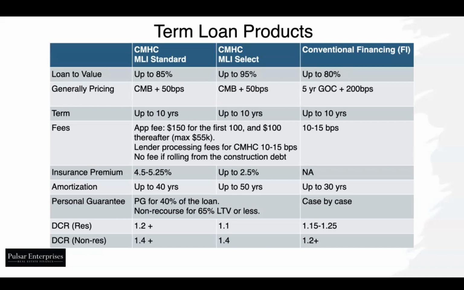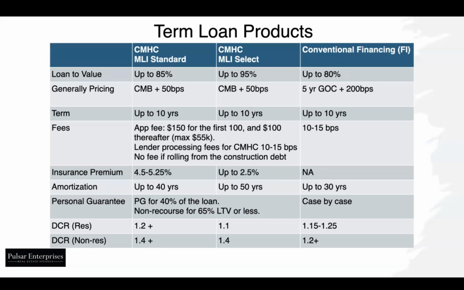And what about the fees? So with the CMHC programs, very similar to construction, if you just want to get a term loan, you will have to pay an application fee based on the number of units. Your insurance premium will be determined based on how many points you have, and a lender processing fee if you're just getting a new lender for the takeout. And if the term loan is converted or rolled over from the construction loan, then there's no need to pay these fees. With conventional financing, lenders will also charge a lender fee in the range of 10 to 15 bips.